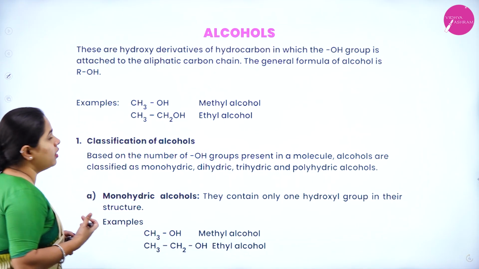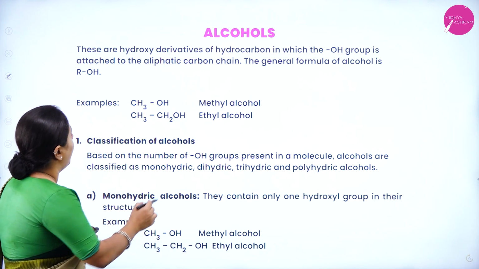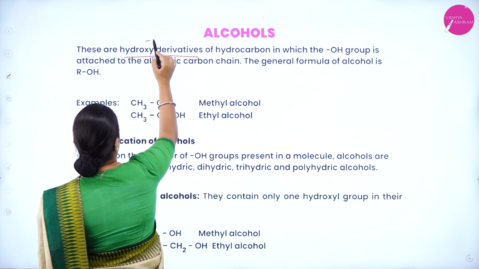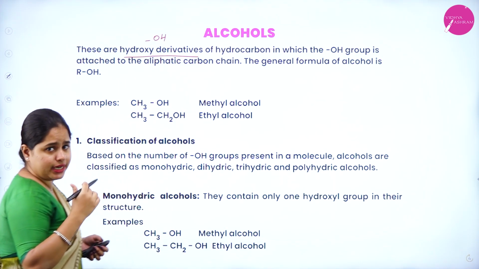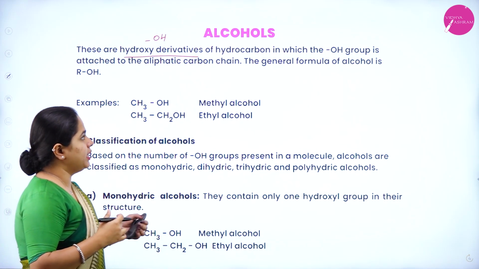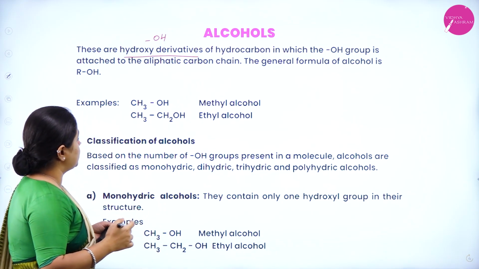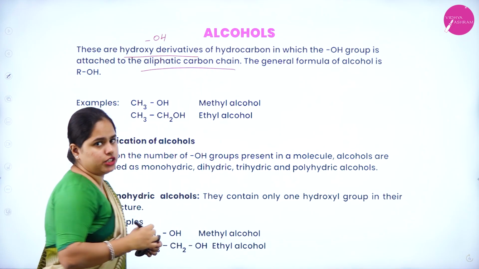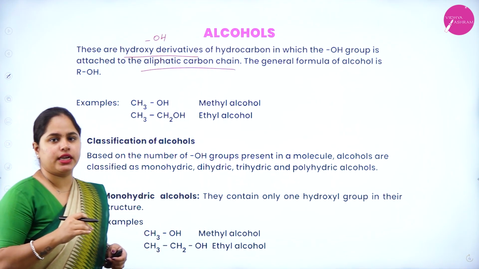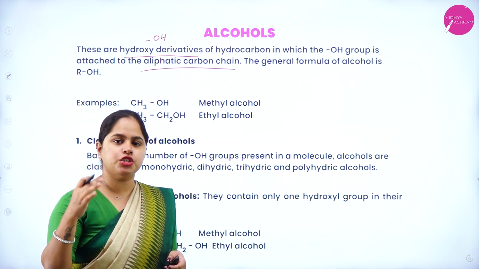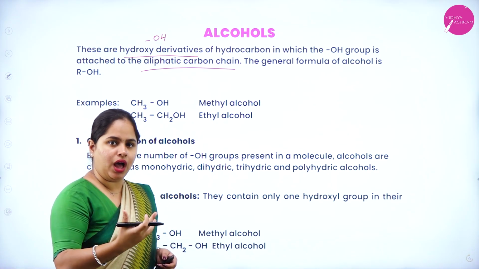So let's begin with the alcohols. These are hydroxy derivatives, as I said, OH. Hydroxy derivatives of hydrocarbon in which the OH group is attached to the aliphatic carbon chain. They are not aromatic, aliphatic carbon chain. Instead of one hydrogen, you will have an OH group. So that is how alcohol is formed.